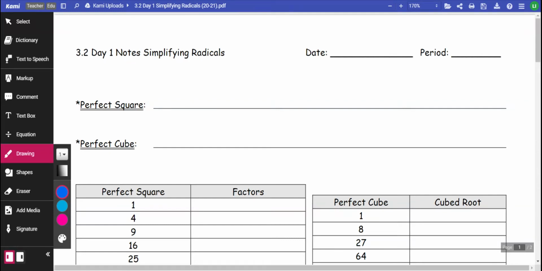Hey everybody, today we're going to be looking at 3.2 Day 1 notes, which is simplifying radicals. So a perfect square, you're probably familiar with perfect squares, you may have seen them before, but a perfect square is an integer that is the result of squaring a number.